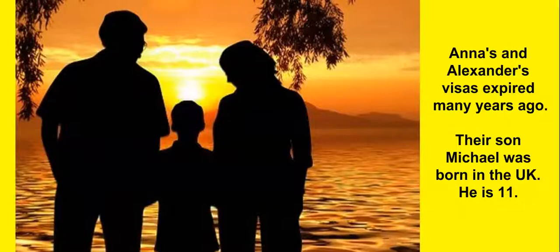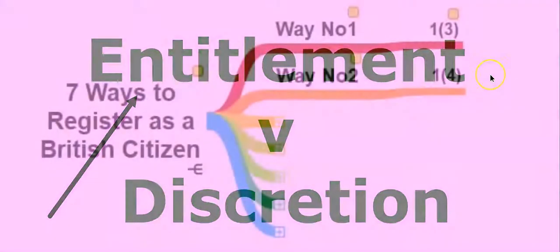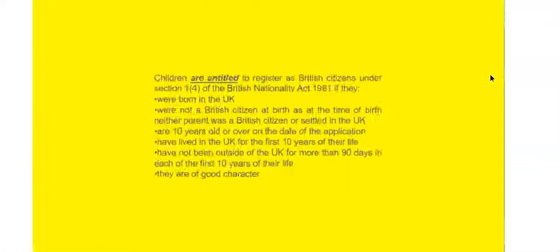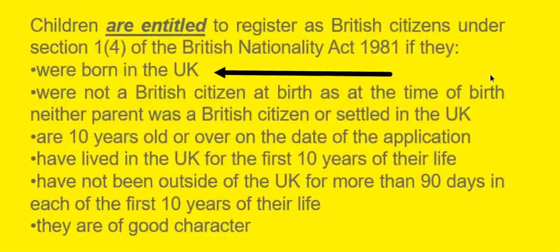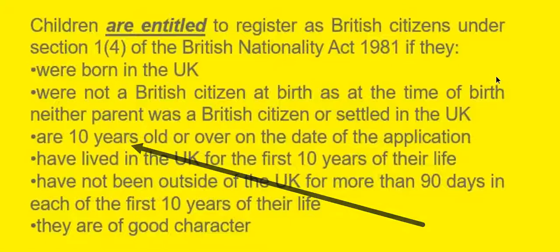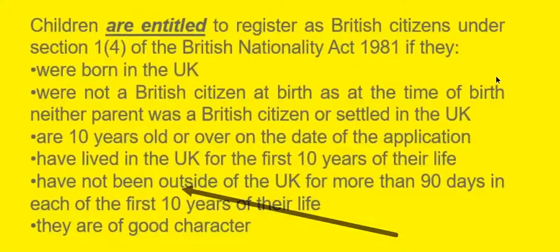However, after Michael's 10th birthday, he became entitled to register as a British citizen under Section 1.4. And in order for him to succeed in his application, he'll need to show that he was born in the UK and his parents are not settled and they are not British citizens. He's 10 years old or over at the date of the application, and he lived in the UK the first 10 years of his life, and he was not outside the UK for more than 90 days in the first 10 years of his life.